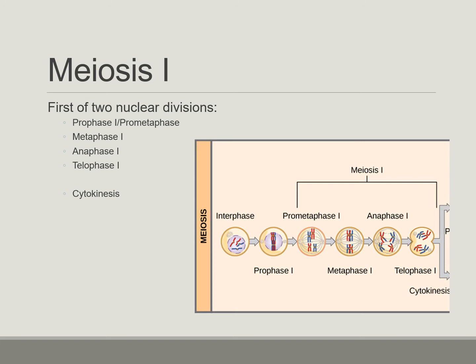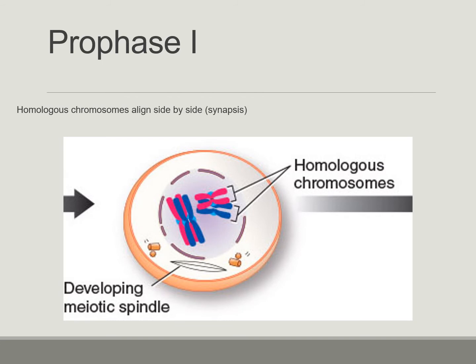Meiosis is the first of 2 cell divisions and will follow the same path as in mitosis, but with a few important differences in the outcome. The first phase of meiosis I is prophase I. In this phase, the sister chromatids will pair with their homologous chromosomes in a process called synapsis.